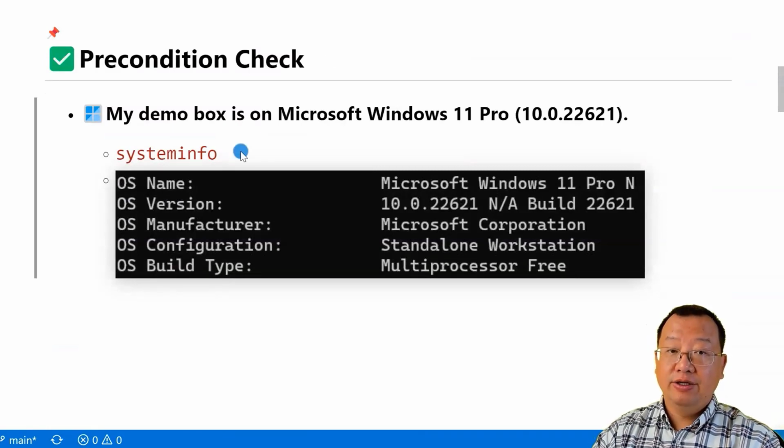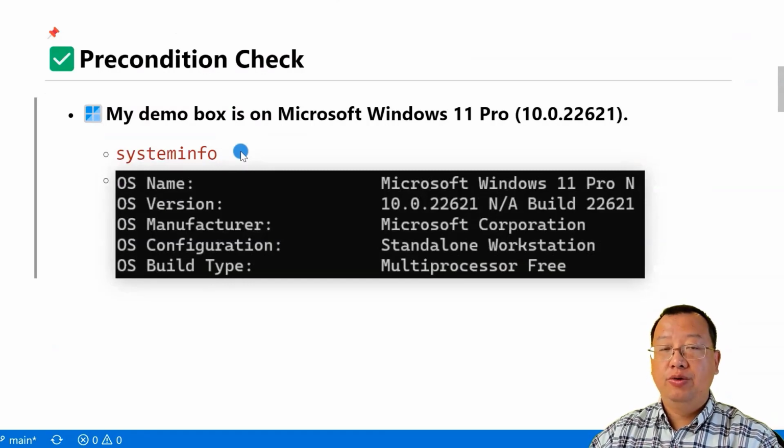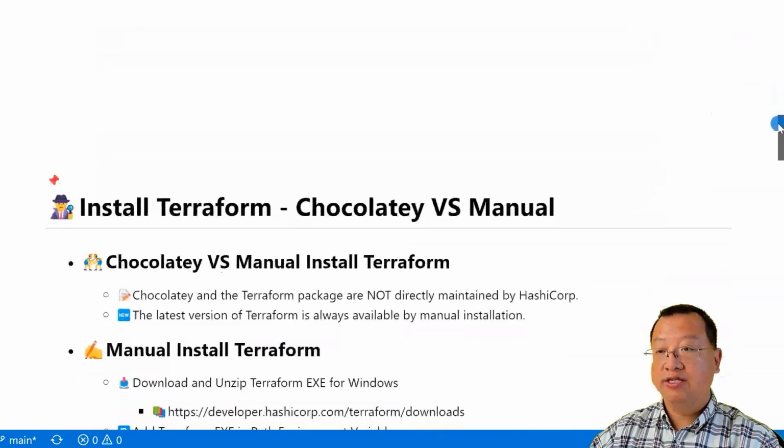To verify this, you can run the command systeminfo in the command prompt window or PowerShell window. If you see you are using Windows 11, then you are good to go. I believe my demo commands work on older Windows 11 versions. My current Windows 11 version is 10.0.22621.